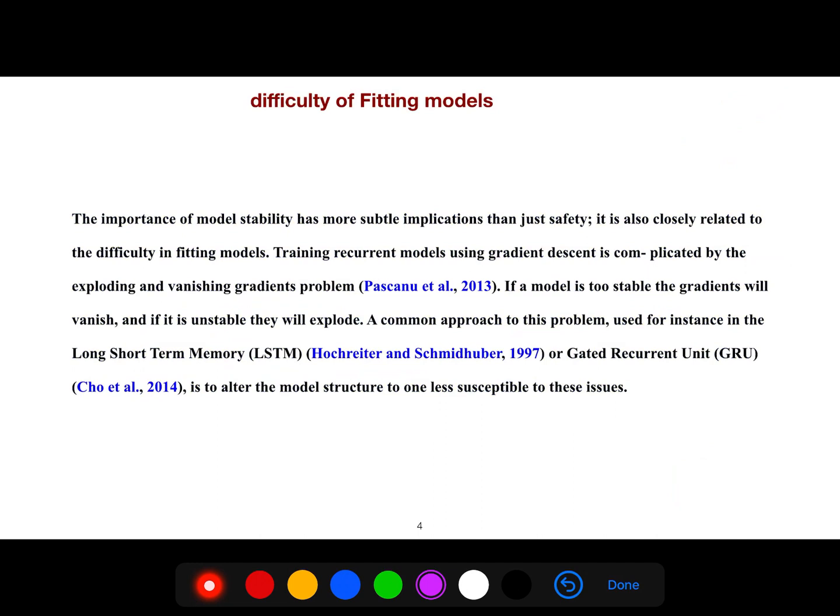The importance of model stability has a more subtle implication than just safety. Safety matters, for example, in robotics, where you care about stability, but it's more than that. It is closely related to difficulty in fitting models. Training a recurrent model using gradient descent is complicated by exploding and vanishing gradient problems. If a model is too stable, the gradients will vanish, and if it is unstable, they will explode. So we don't want the model to be too stable, and we don't want it to be too unstable, something in between, a trade-off.